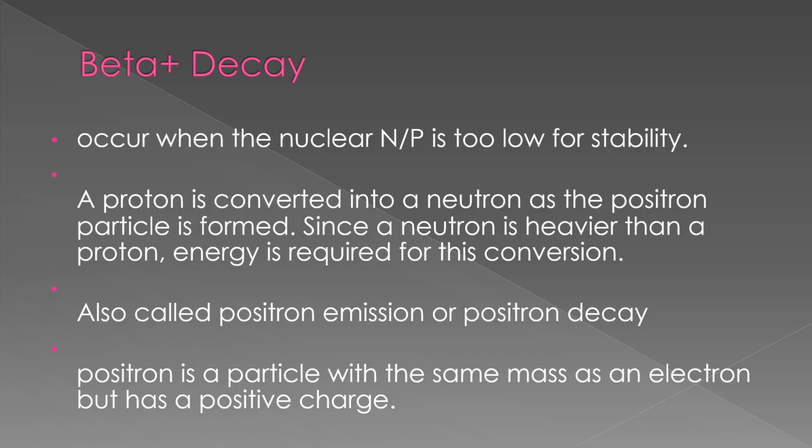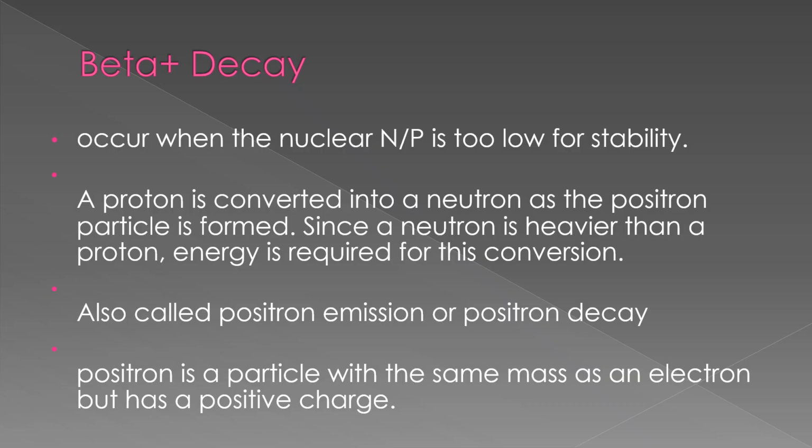Beta positive or positron decay will occur when the neutron to proton ratio is too low for stability. Again, like I said, there's too many protons and not enough neutrons in the nucleus. And so as a way to regain that stability, it will convert one of those protons into a neutron as a positron particle is formed.